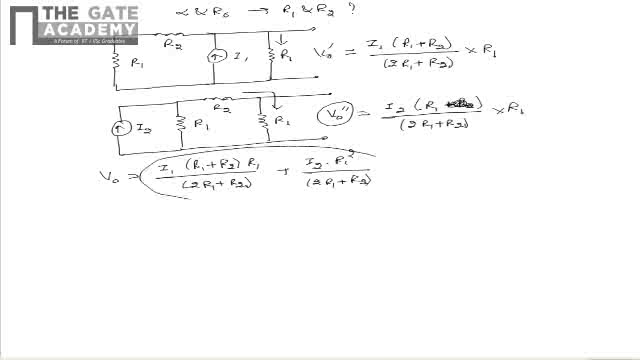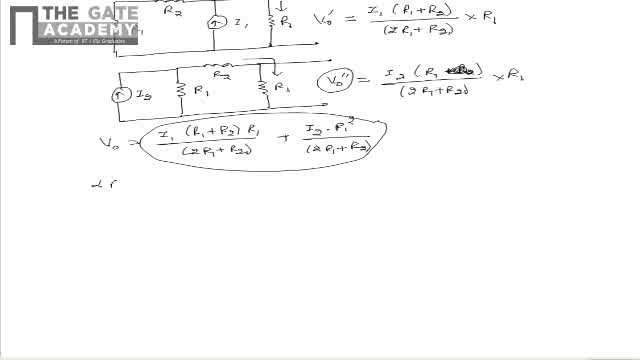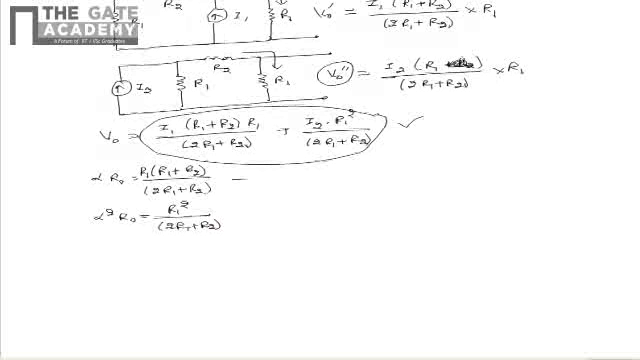Let us compare this expression of V0 with R0 multiplied by (alpha I1 plus alpha square I2). Upon comparison, we see that alpha R0 can be written as R1 multiplied by (R1 plus R2) divided by (2R1 plus R2), and alpha square R0 can be written as R1 square divided by (2R1 plus R2). So this is by comparing the equations that we have marked just now.